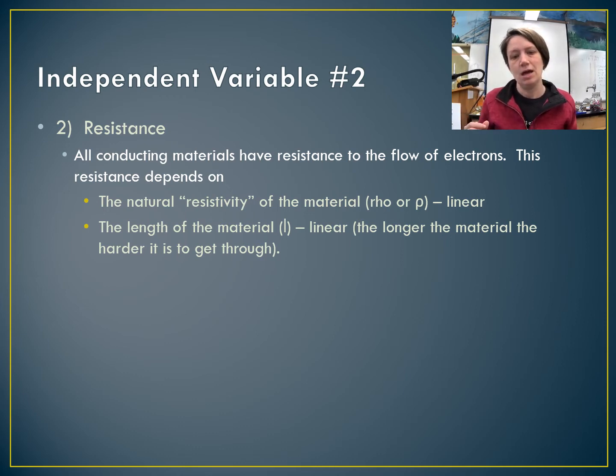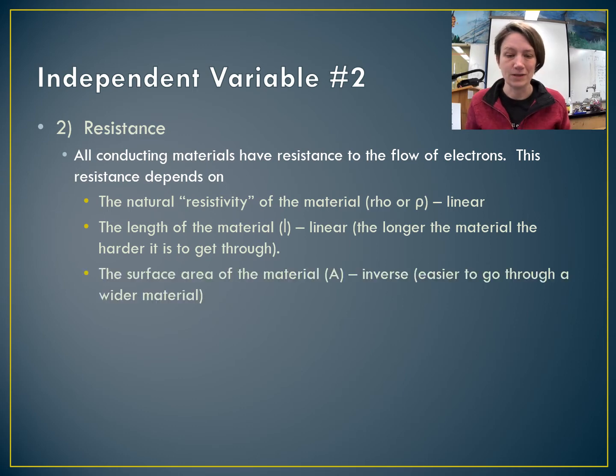The second variable that is going to impact the resistance of a particular wire is the length of the material. The longer the material is, the more resistance the electron encounters trying to get through it, because it has to pass through more of that material. And that, again, is kind of similar to thermal physics.